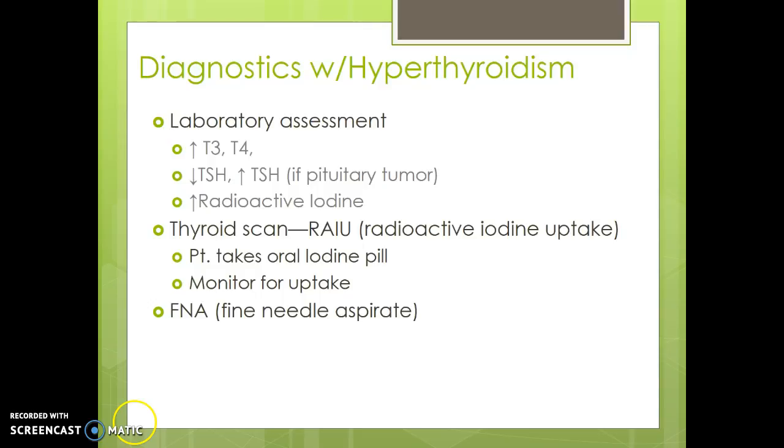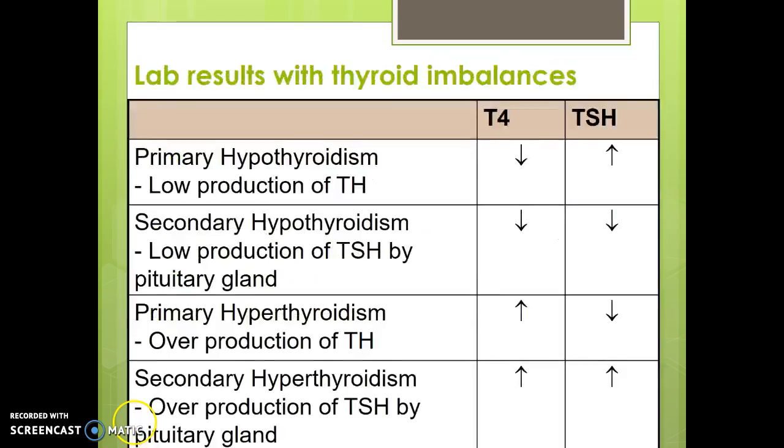You may also see high radioactive iodine when you do some tests, and the thyroid scan is one of the key ones that you do, called a radioactive iodine uptake exam. For this procedure the patient takes an oral iodine pill, which is radioactive, and they monitor it through this scan to see how fast it is taken up by the system. That tells them whether or not the thyroid is overworking. They can also do what's called a fine needle aspirate of the thyroid itself to see what its function is.